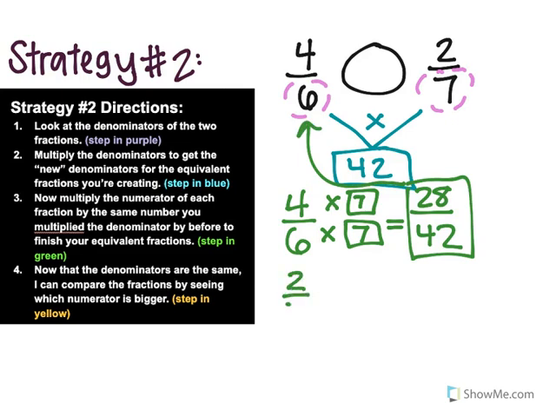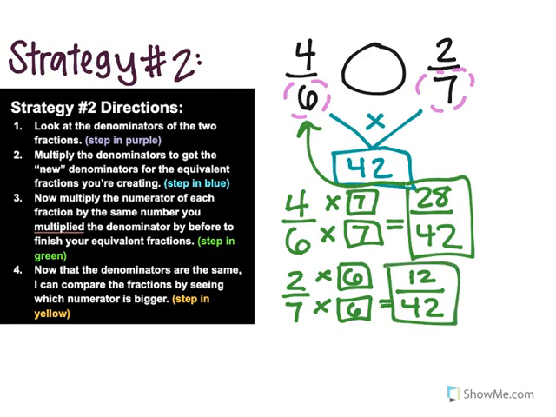Now I need to change 2/7. And I ask myself, what would I multiply 7 by to get to 42? I can see up there, it was by 6. If I do it to my denominator, I have to do it to my numerator. 2 times 6 is 12. So 12/42 is my equivalent fraction for 2/7.